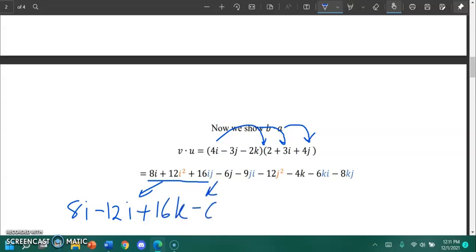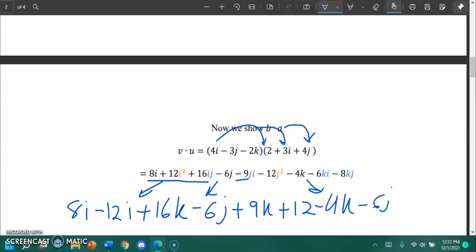This one would stay, so we would have negative 6j. Our ji is equal to negative k, and notice we have the negative, so it's positive 9k. Our j to the second is just negative 1, and negative times negative is positive, so we have positive 12. Our negative 4k stays, so we bring it down. ki is another one of Hamilton's rules, which simply gives us j, so we would have negative 6j. And finally, kj is again a Hamilton rule. We have that negative, so we would end up with positive 8i.